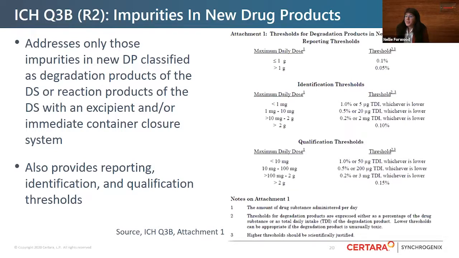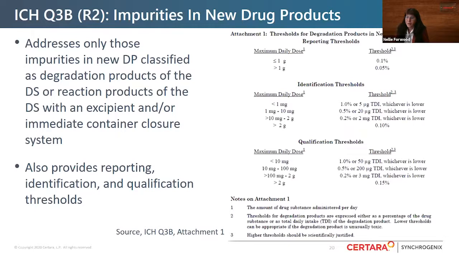All right, for ICH Q3B, impurities in new drug products, you want to address only those impurities that are new in the drug product as opposed to the drug substance, or as classified as degradation products in the drug substance or reaction products of the drug substance, with an exception with an excipient and the immediate container closure system.